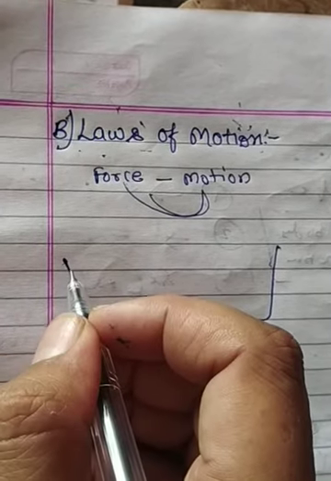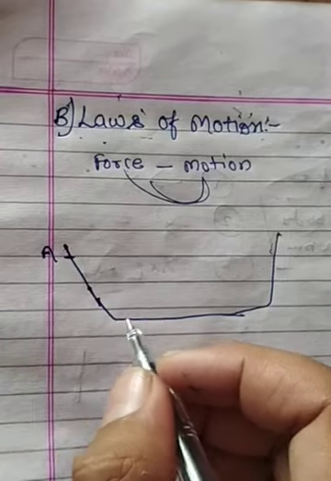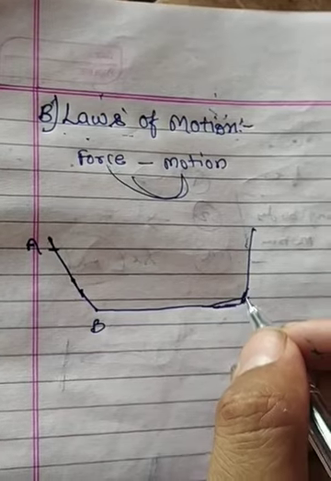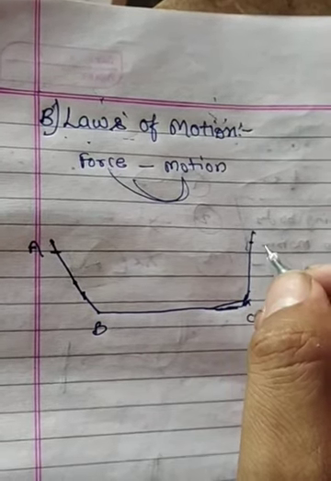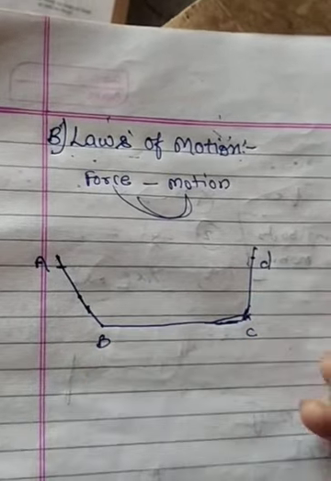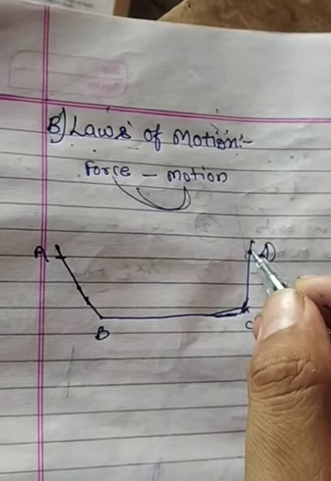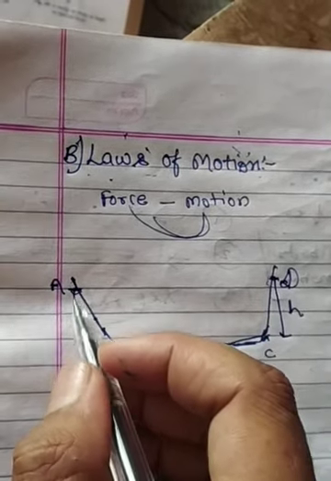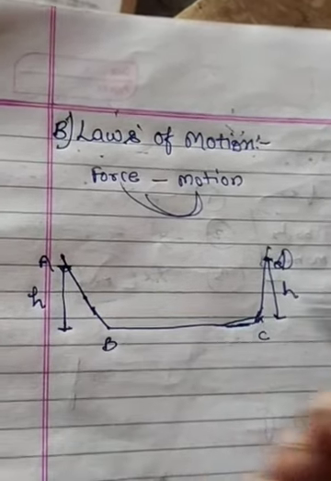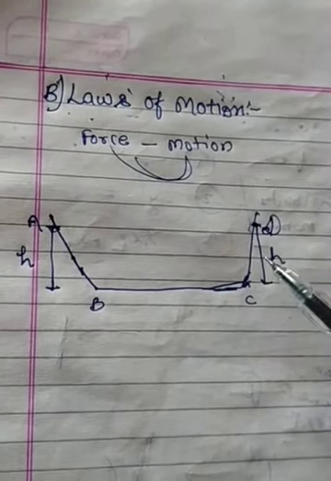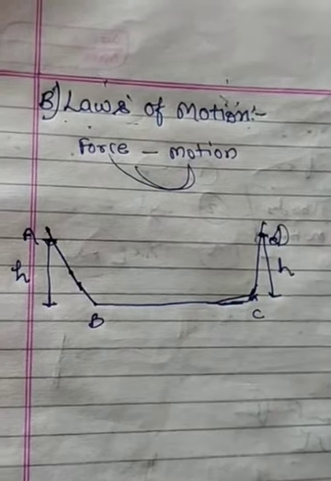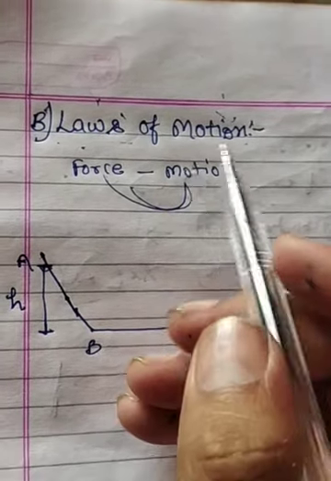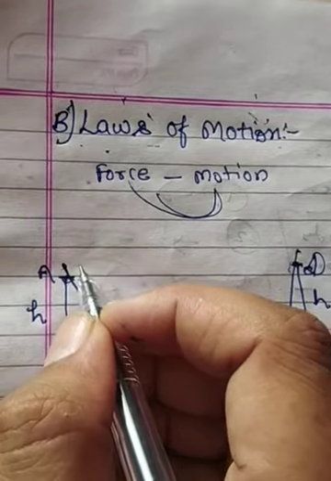We can say this point is A, this point is B, this point is C, and this point is D. Up to this point the height is H, and on this side also the height is H. Later I will explain why I am taking the height H on both sides. Next, he took a ball and kept it here.